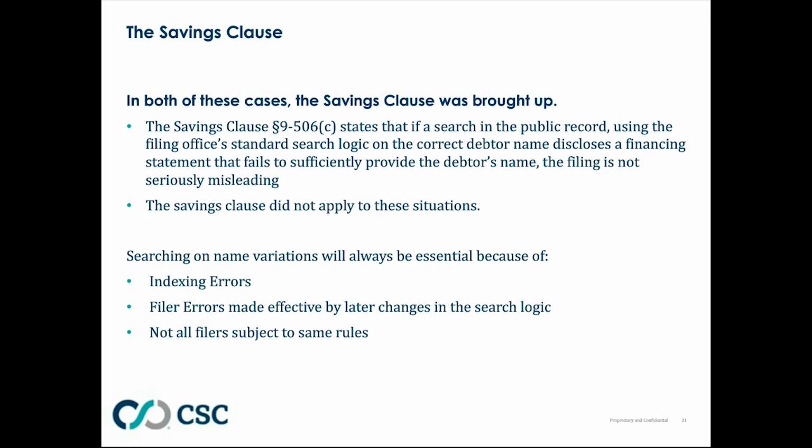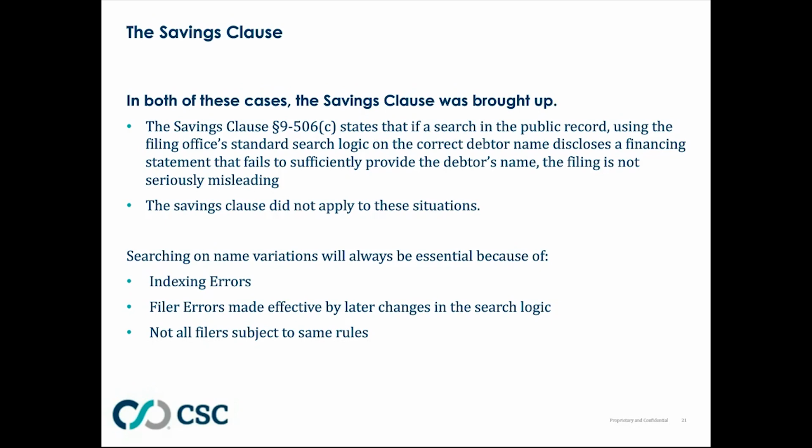Also, searching on name variations will always be essential because of indexing errors. Like I said before, errors can happen at the jurisdiction. These jurisdictional offices could put in the wrong name, and then there's an error there. There are also filer errors made effective by later changes in the search logic, and not all filers are subject to the same rules.